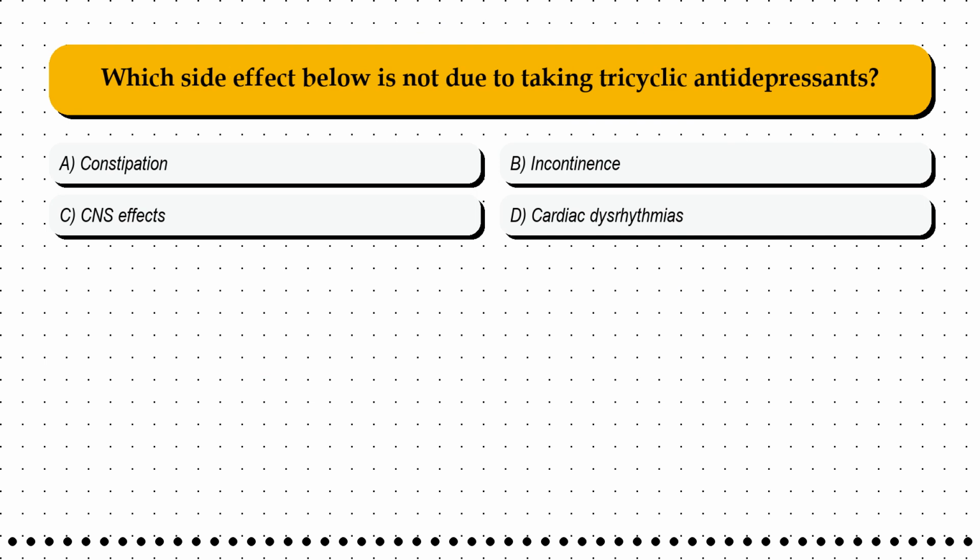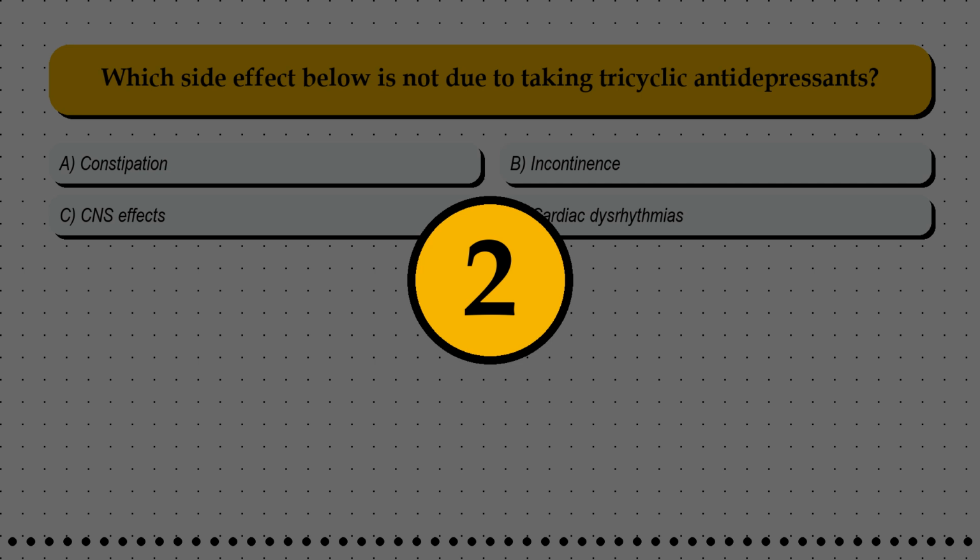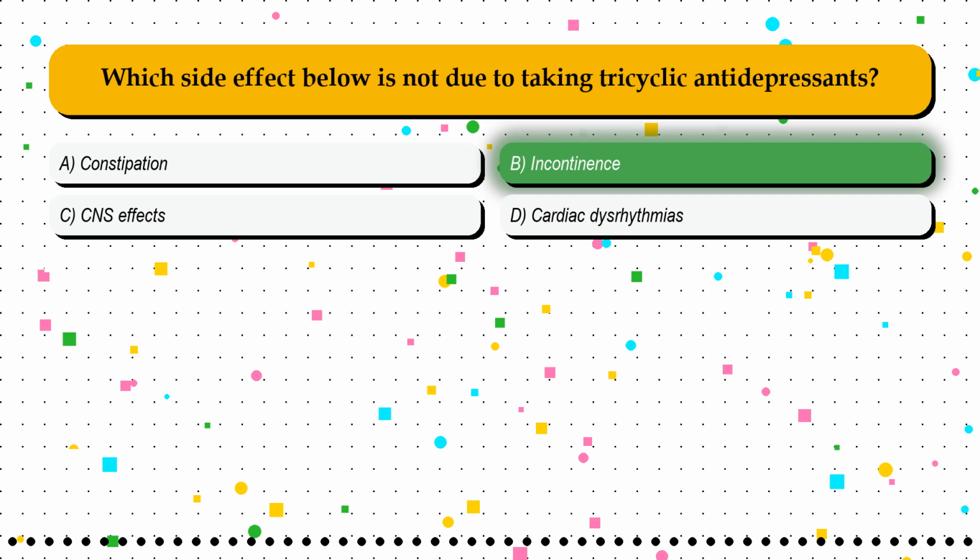Question 203. Which side effect below is not due to taking tricyclic antidepressants? Option A, constipation. Option B, incontinence. Option C, CNS effects. Option D, cardiac dysrhythmias. The correct answer is option B, incontinence.